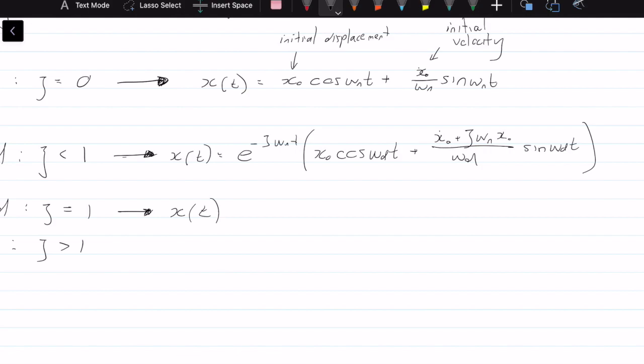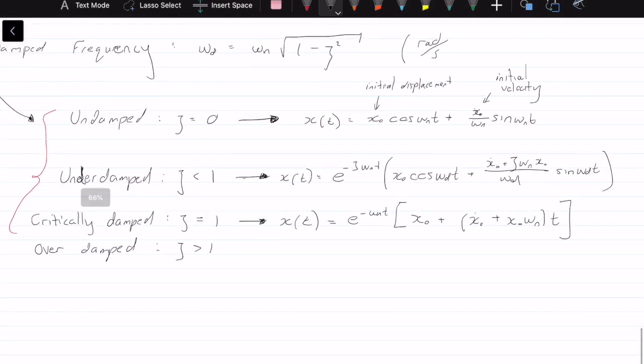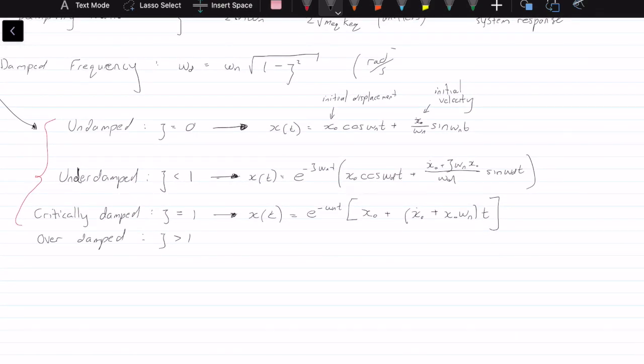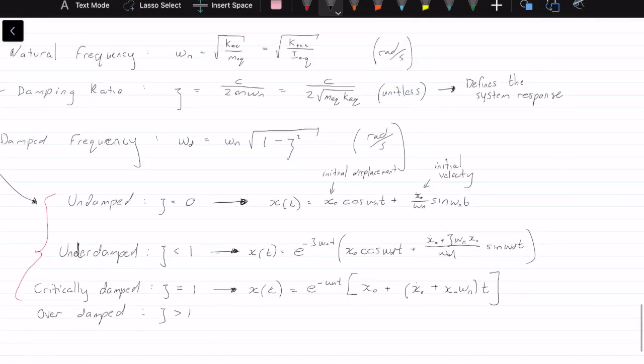And then finally, for critically damped, we have x of t is equal to e to the minus omega n t times (x naught plus x dot naught plus x naught omega n t). Okay, so those are the three system responses.